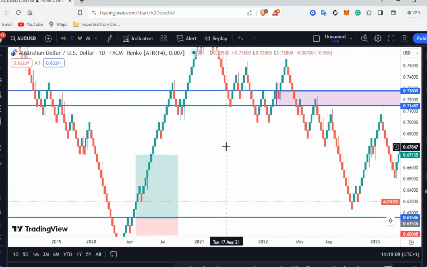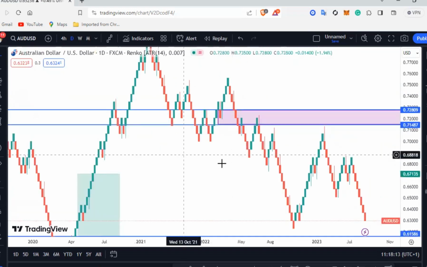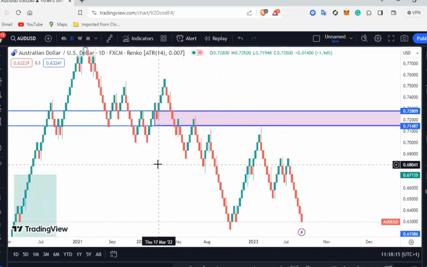It cancels the noise that is in the market, and it can help you hold trades for long. All right, so this is for the ATR. Now, you can also do this on your MT4 and MT5.